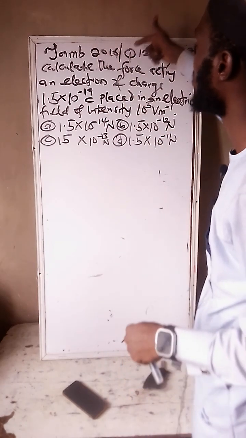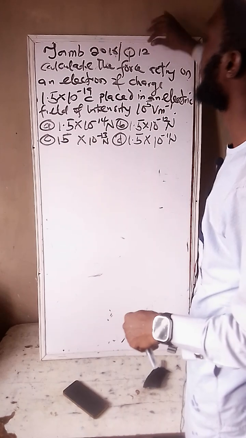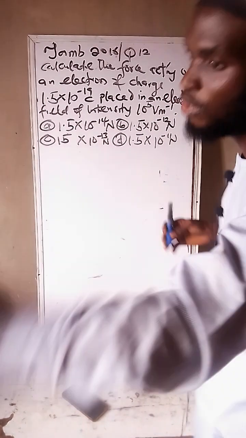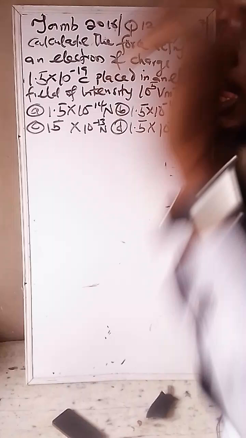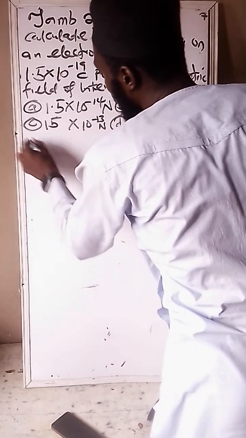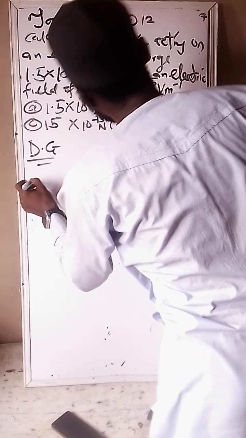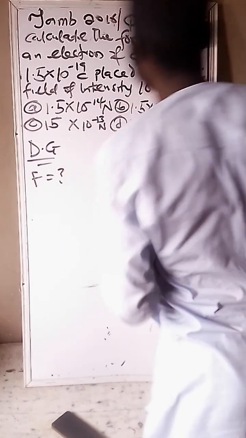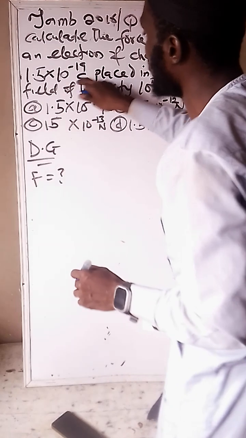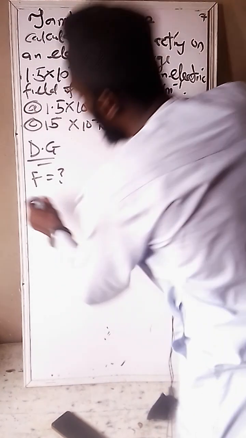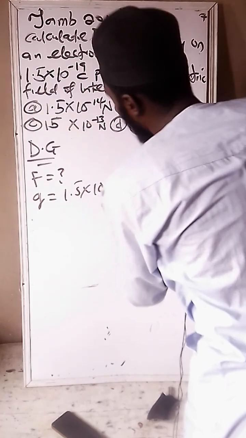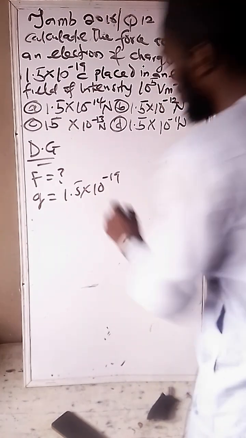This is another question. JAMB 2016, question number 12, under what we are discussing: electric field intensity, electric potential, work done. Calculate the force. What are we asked to calculate? DG, data given. Calculate the force, which is F, unknown. That's one. On an electron of charge, we are given charge. Check, the SI unit is C. What is the symbol for charge? Q. 1.5 times 10 raised to power minus 19. Are we together? So, which is C.